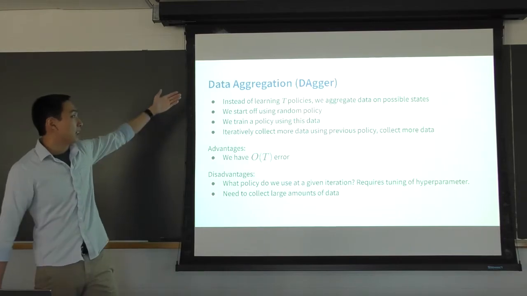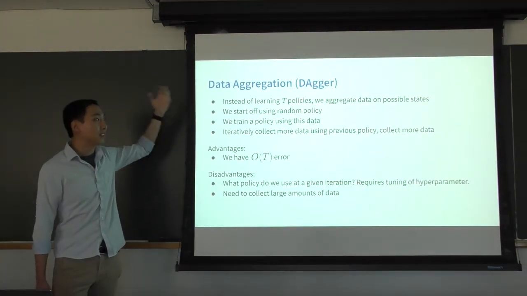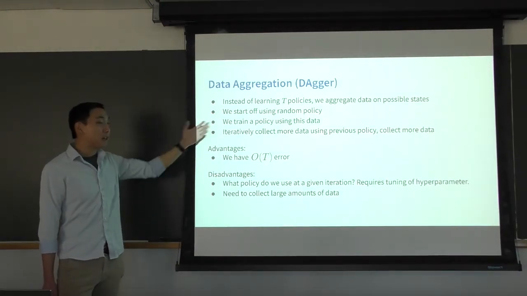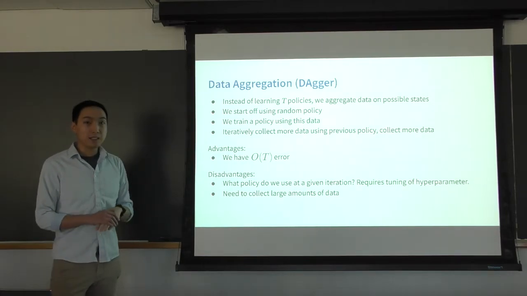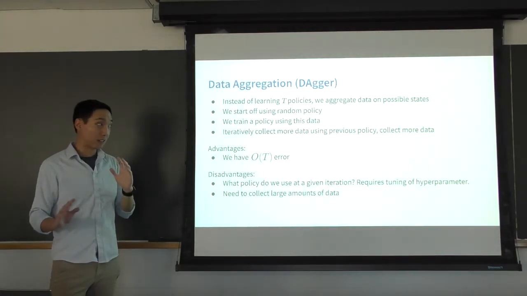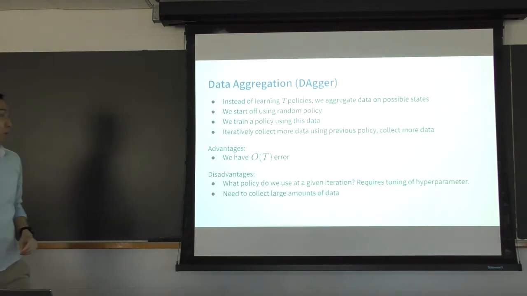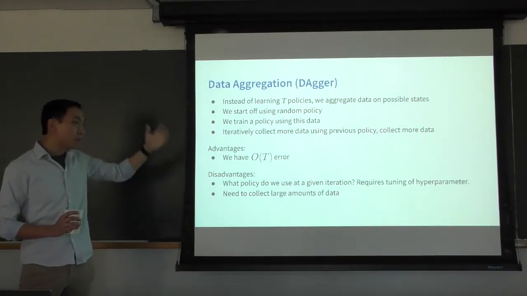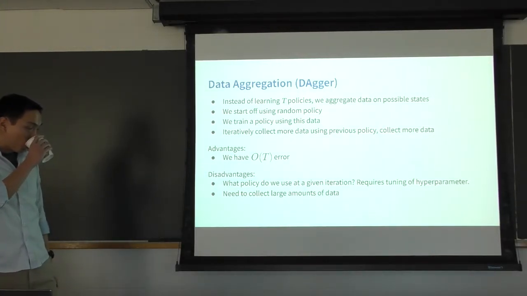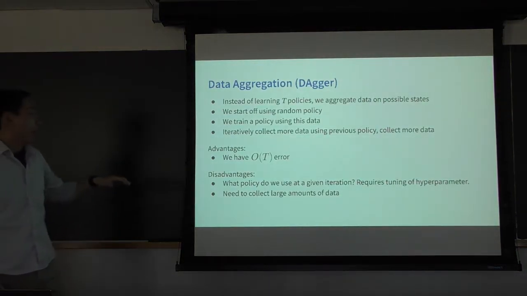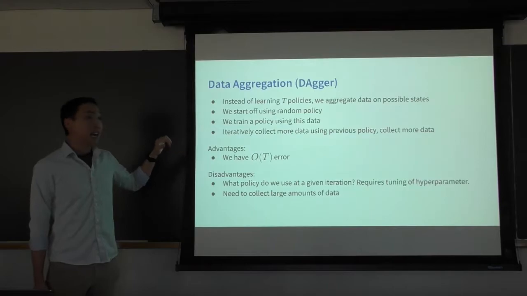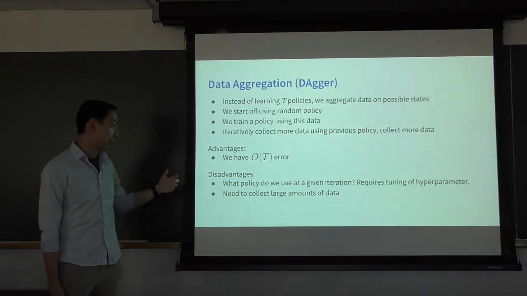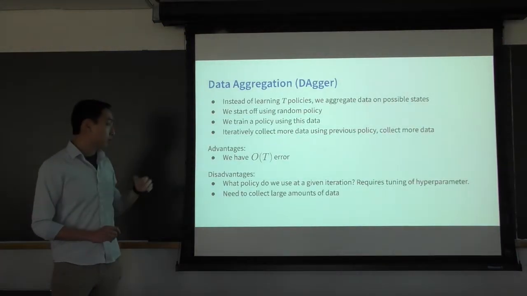So yeah, instead of learning T policies, you aggregate data, you collect a lot of data. And you start off using some random policy similar to the previous case, and you train a policy using this data. But because this is just a random policy, it might be bad, it might be impractical. So what you do is, based on the previous policy and the expert policy, you iteratively collect more data. And similar to the full training case, we have linear error compared to the quadratic error in the behavioral cloning case. But there are still disadvantages.